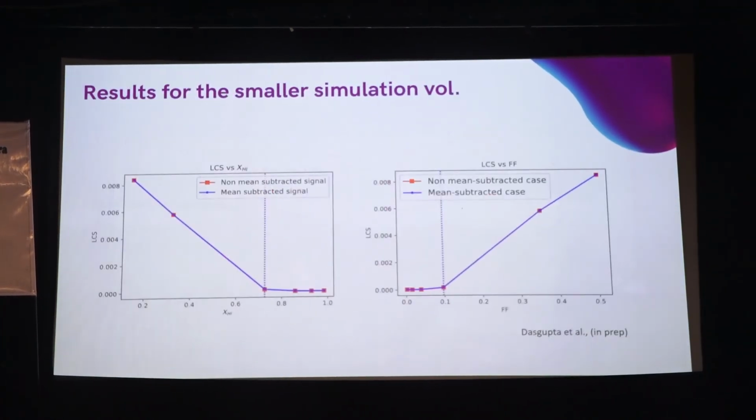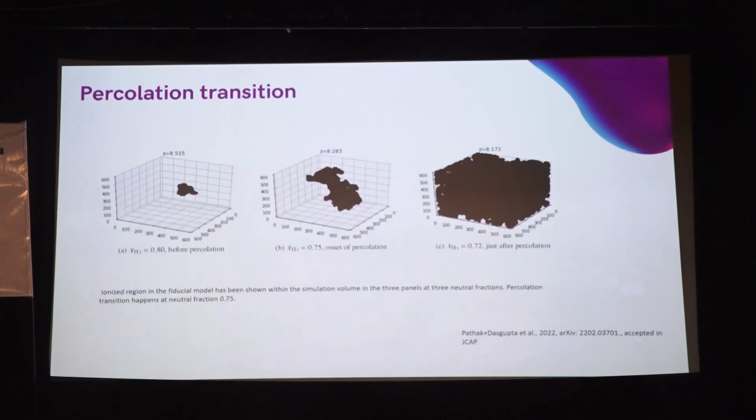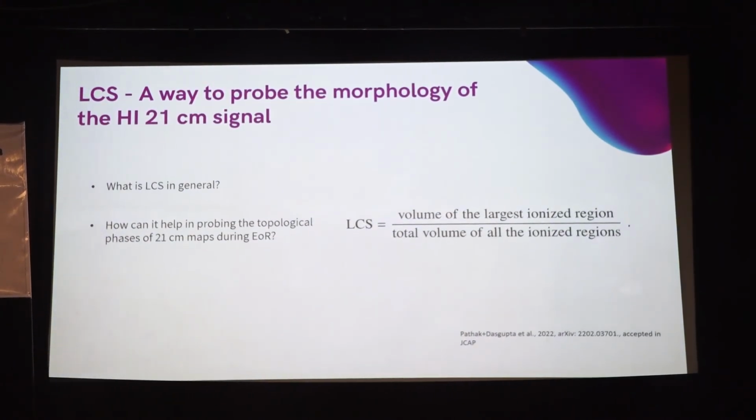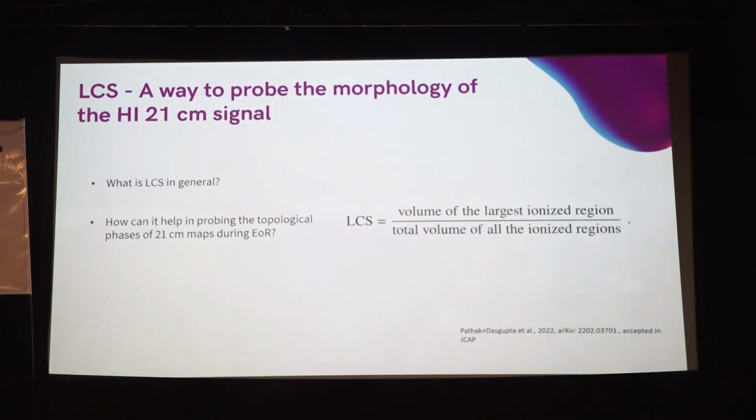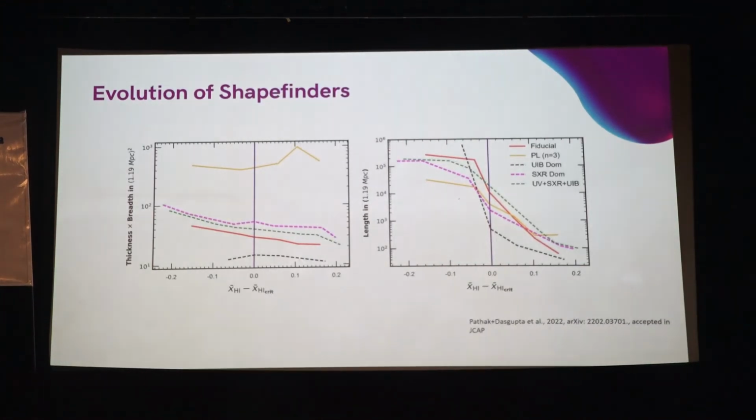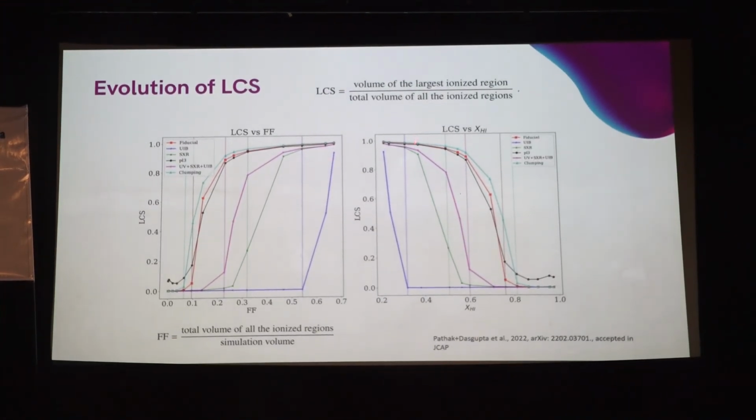Okay, so the definition of LCS, as you can see here, is basically the volume of the largest ionized region. So when there is a big overlap, that means the volume of the largest ionized region is almost equal to the simulation volume. That is why for lower neutral fractions, you see that the LCS becomes 1, which covers the entire section.